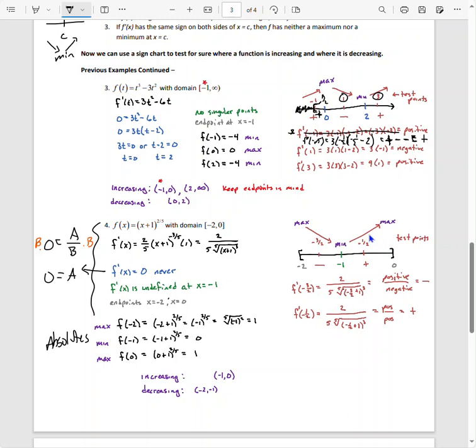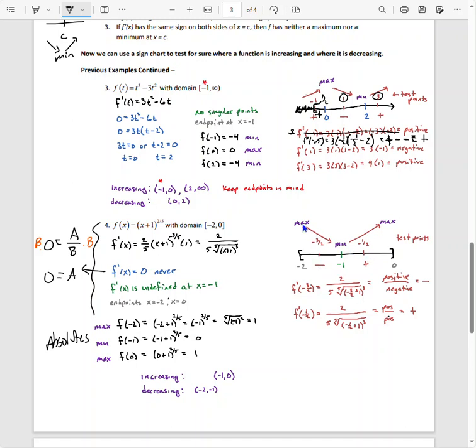When I choose a -1/2 and I put it in, -1/2 plus 1, that's positive. A positive value cubed is positive. The fifth root of a positive value is positive, and 5 times a positive number is positive. 2 is always positive, and a positive divided by a positive is positive. So I know my derivative is positive between -1 and 0, because nothing happens until I get at -2 or at -1 or 0. The rest of the time, it's just being constantly whatever it is.